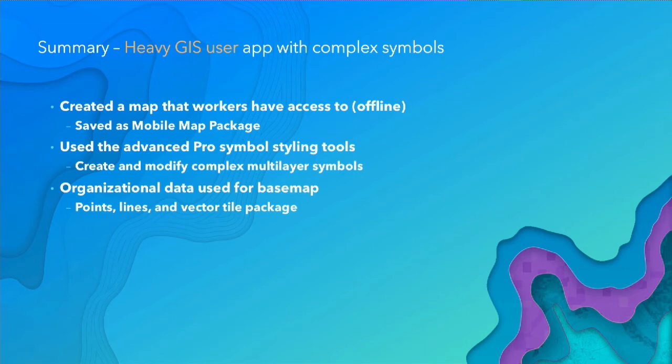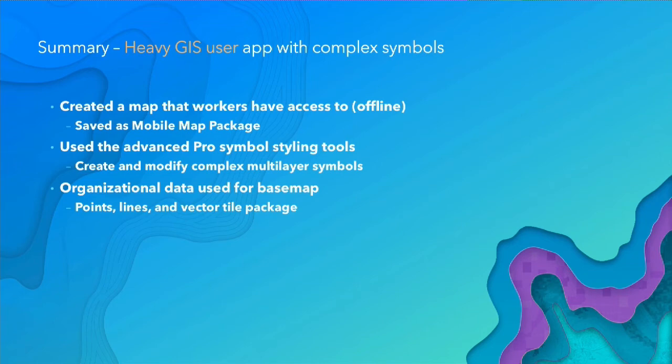Okay, so that was the Heavy GIS user group that works more with advanced complex symbols. So in this scenario, Mike had to work offline, so he decided to create a mobile map package. The key thing to take out of here is that advanced symbol work that he was doing. We'll talk about that more in the next slide here.